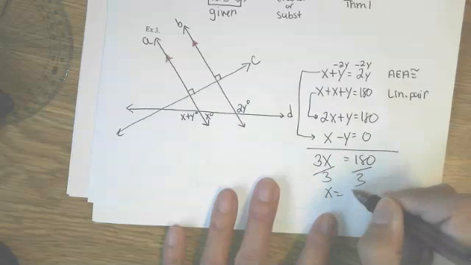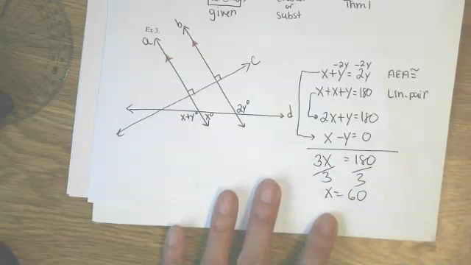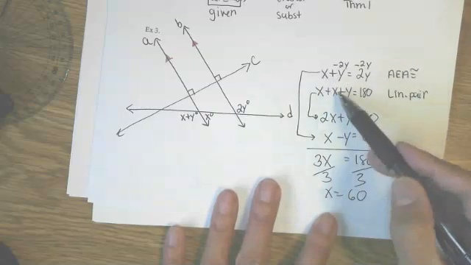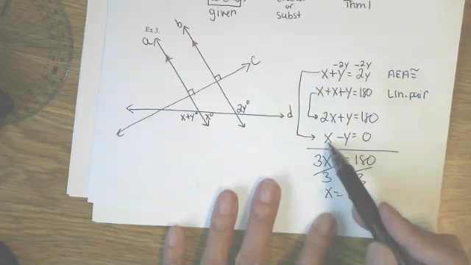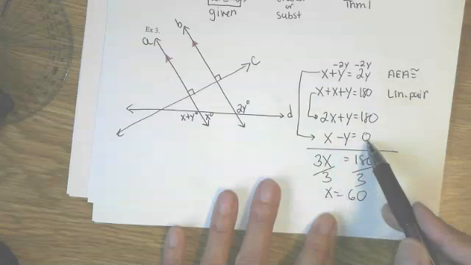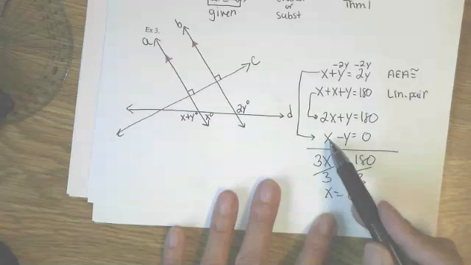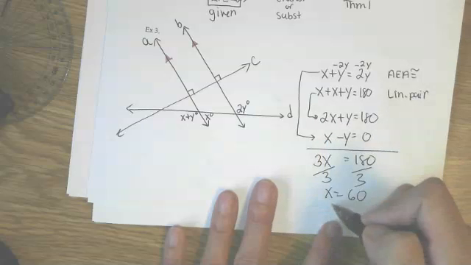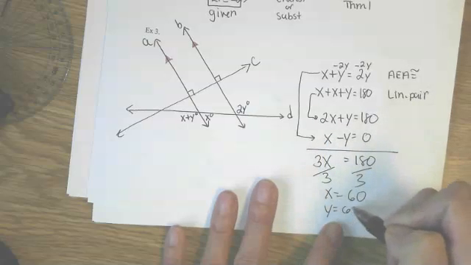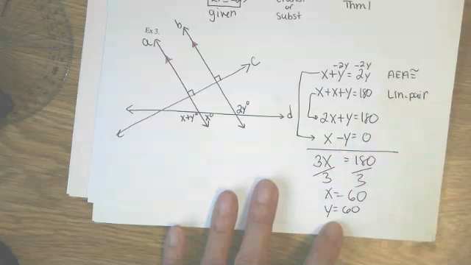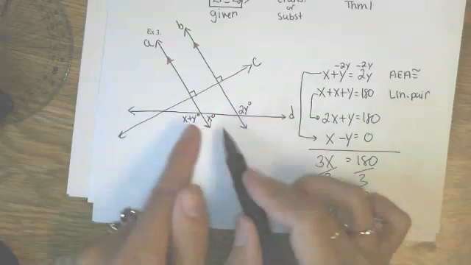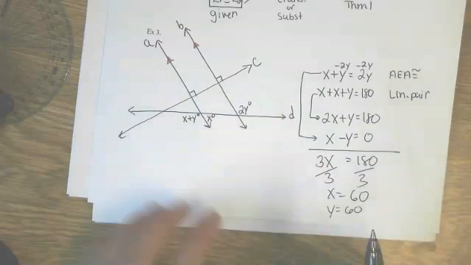X equals 60. And now you can go back anywhere you like with this x. I kind of like this one. I think this one's the easiest. X minus y has to equal 0. Well, if x is a 60, what's y going to be? Also 60. 60 minus 60 gives you 0. So you got a whole chunk of problems where you got to find two equations based on where everything's at.